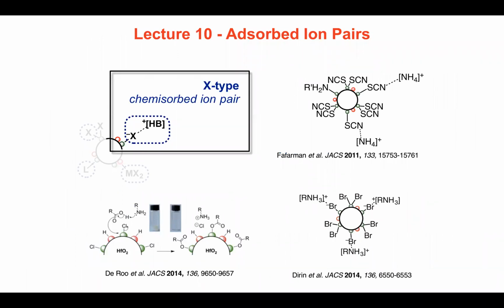I'm not going to really get into the diversity, but slowly but surely there are more and more depictions of this type of stuff. These are my renderings of compositions that have been made in the literature. We're going to talk about amines reacting with carboxylic acids to produce carboxylates and displace other anions, and we could talk also about these ammonium halide complexes and thiocyanate complexes and so on and so forth.